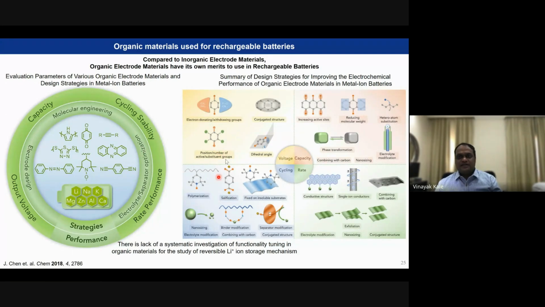For organic materials, there have been many design strategies used to increase the capacity, voltage, cycling stability, or rate performance of batteries, such as increasing the number of active sites, reducing the molecular weight, or incorporating heteroatoms. There are many other factors, such as the dihedral angle between these organic molecules, which also affects the performance or the total capacity of the batteries. But there is a lack of systematic investigation of functionality tuning in organic materials for the study of reversible lithium-ion storage mechanisms.